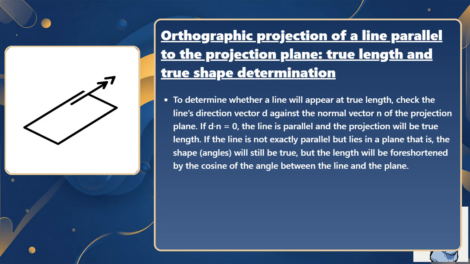To determine whether a line will appear at true length, check the line's direction vector d against the normal vector n of the projection plane. If d·n equals 0, the line is parallel and the projection will be true length. If the line is not exactly parallel but lies in a plane that is, the shape angles will still be true, but the length will be foreshortened by the cosine of the angle between the line and the plane.